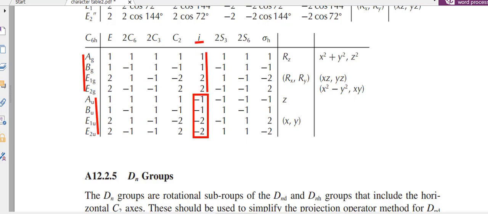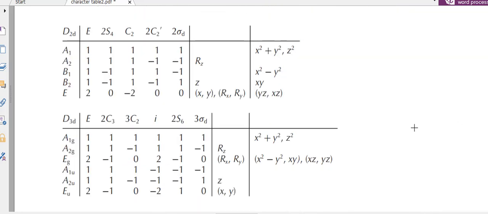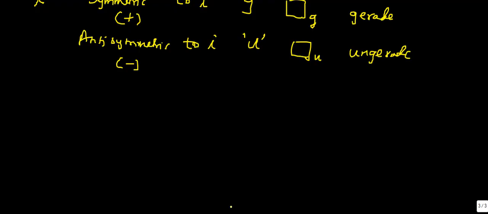We will take some other example also. Here you find I, and this is positive with regard to I. Then you will find A1G, A2G, EG, G as a suffix. When it is negative with regard to I, then you will find U as a suffix. This is about center of symmetry.